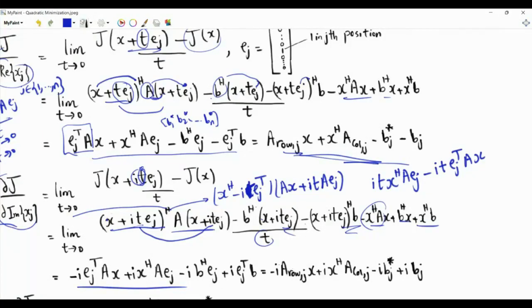And we can write, so we have ej transpose times A. This will give us the jth row, then multiplied by x. But if here and here we have A, and then we have ej multiplied by A from the right, then this will give us the jth column in matrix A, and so on.